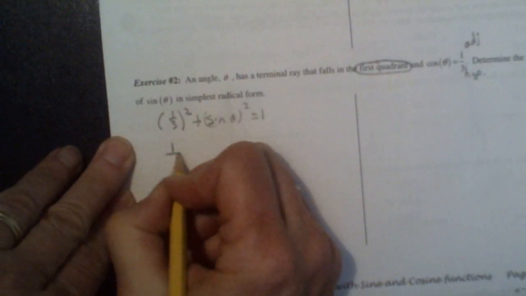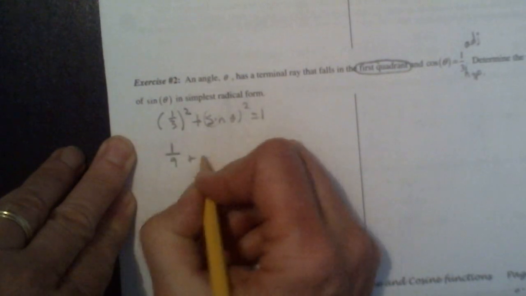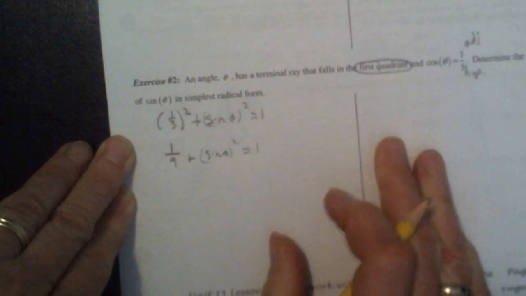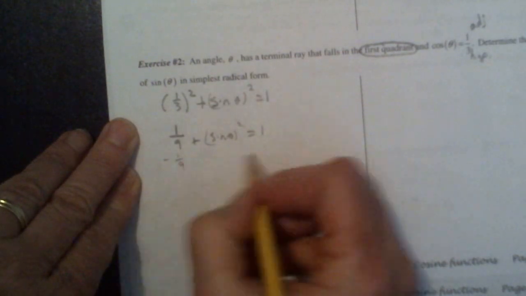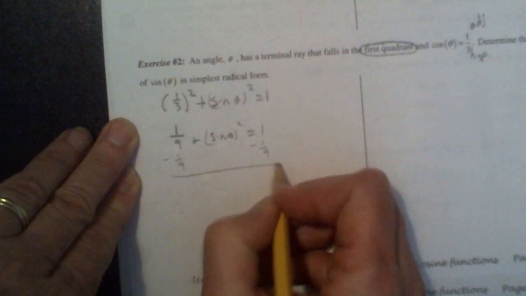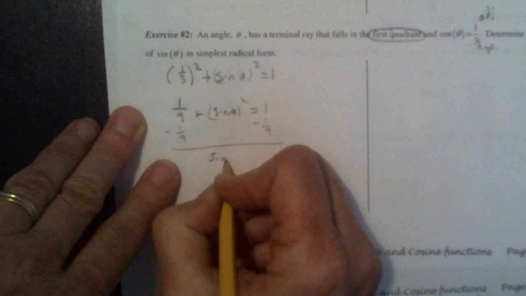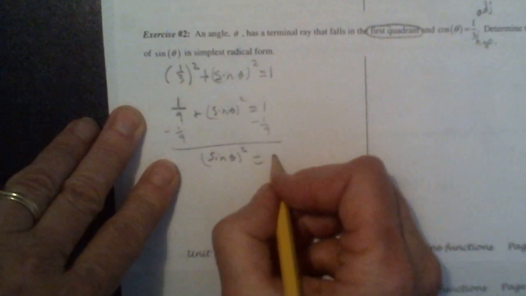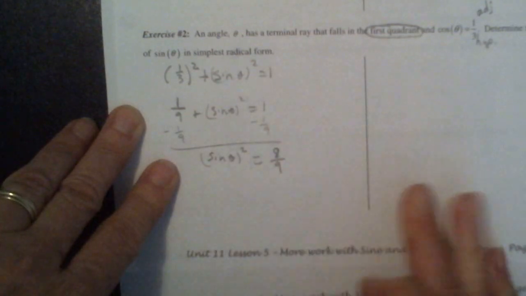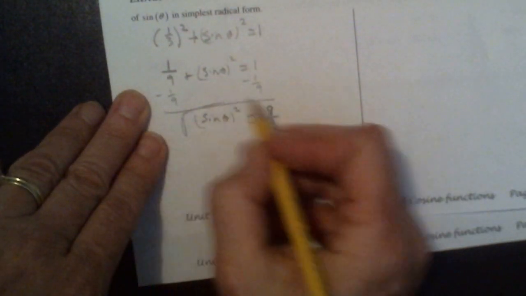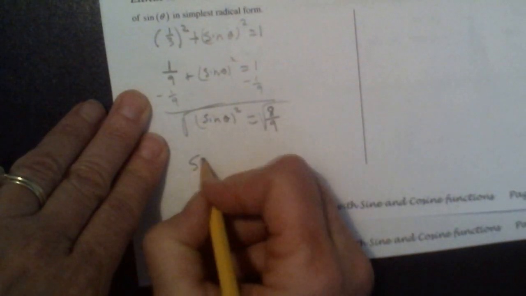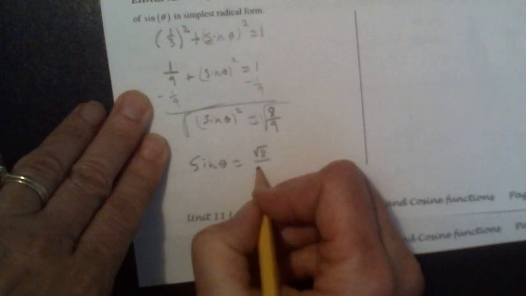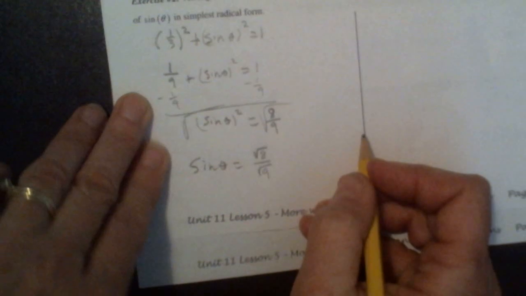1/3 squared is 1/9 plus the sine of theta squared is equal to 1. If you subtract 1/9 from each side, you get the sine of theta squared is equal to 1 minus 1/9, which is 8/9. And then if you take the square root of each side, you're going to get the sine of theta is equal to the square root of 8 over the square root of 9. That's the square root of 8/9.